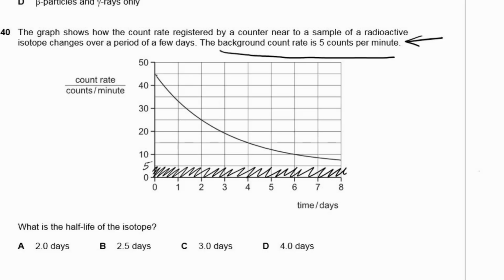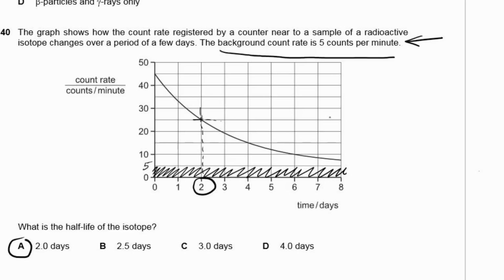We're interested in how long it takes before it goes from a count rate of 40 to a count rate of 20. So that'll be when it hits 25. And it hits 25, there we go, after 2 days. Oh, that's a brutal question. So the half-life here is 2 days.